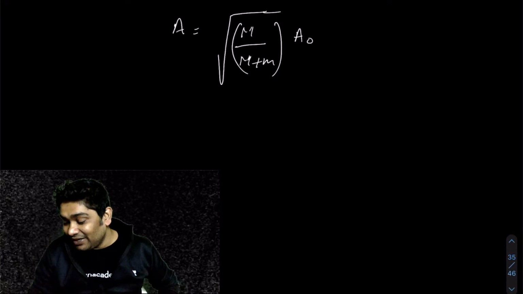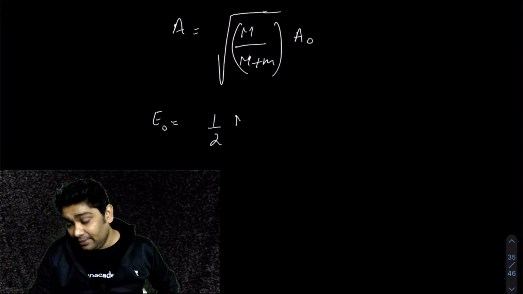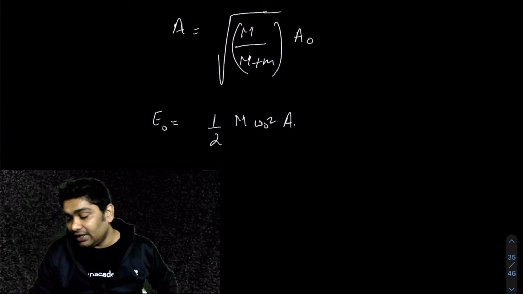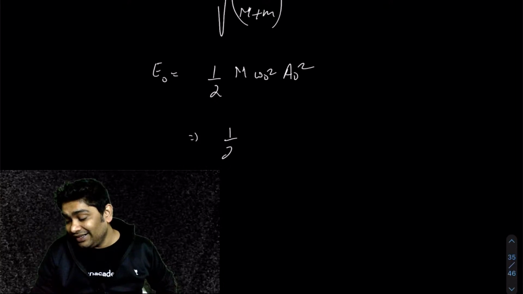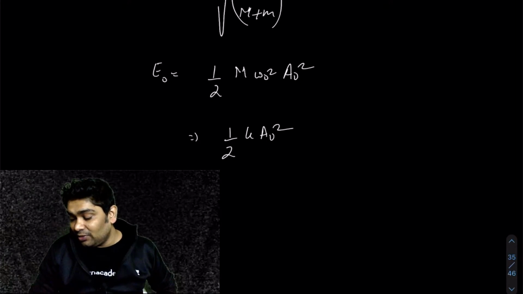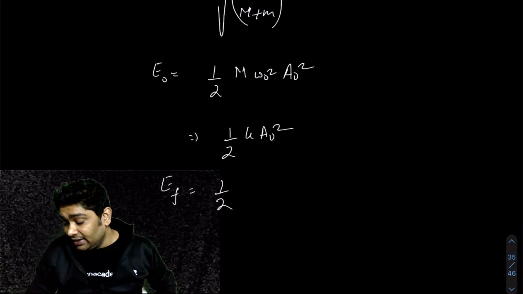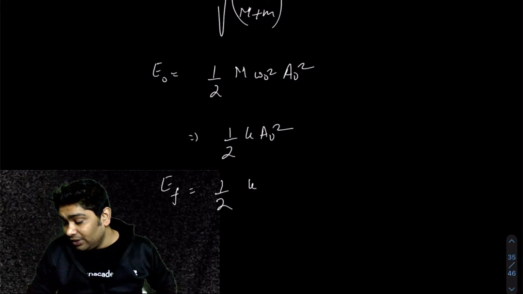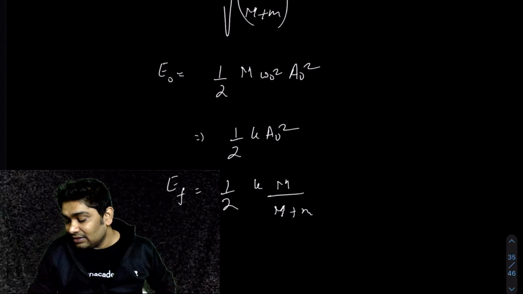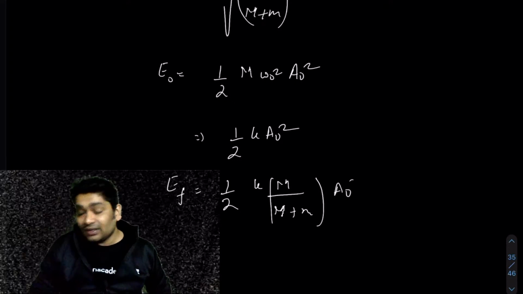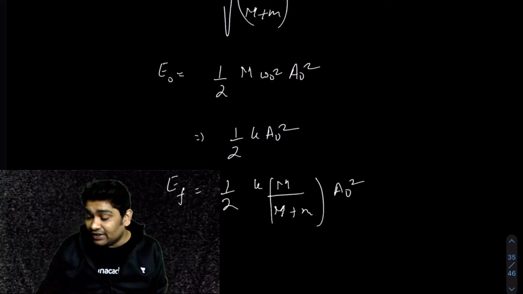Okay, so how about energy? Energy E naught would be half omega naught square A naught square, right? That would have been half K A naught square. And what about energy final? Energy final would be half, again, you would have had K and a new A squares over M plus m. That is what you would have had as the final energy. So final energy also decreases.